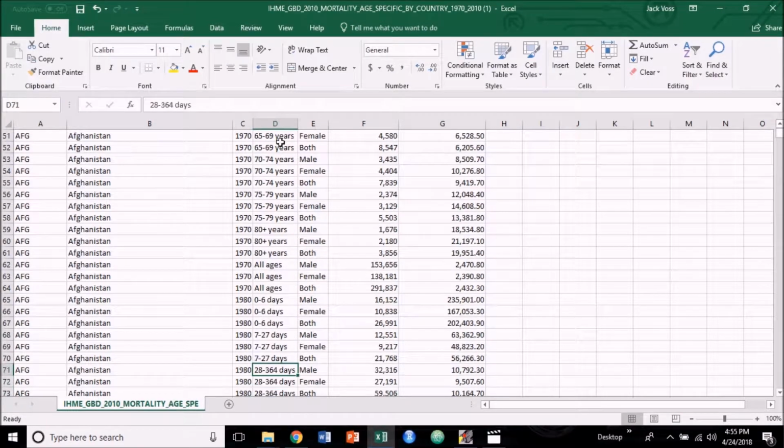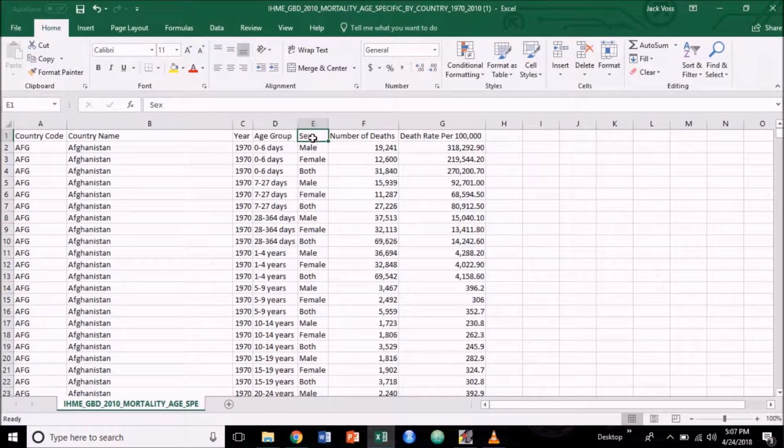you'll notice that there are a few rows titled all ages. Through data mining discussed later, these rows will be removed since the data is redundant. The next column over is titled sex. You see male, female, and both as the rows. In a later iteration of this data set, we will remove the row both to get rid of any redundant data. The next two columns to the right are number of deaths and death rate per 100,000.